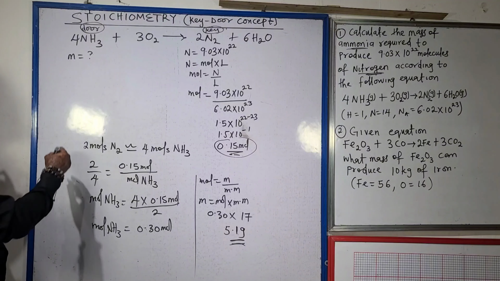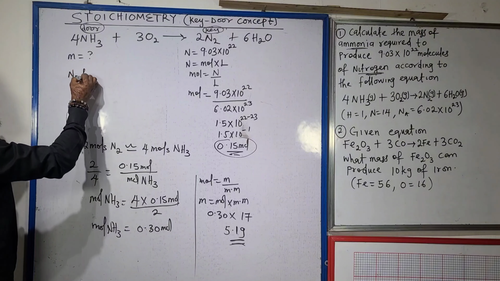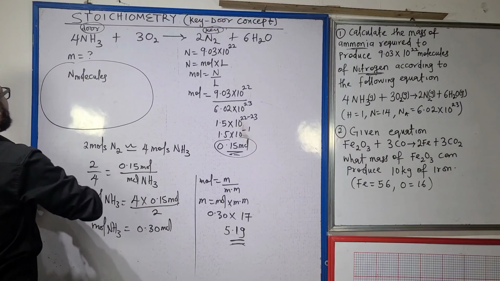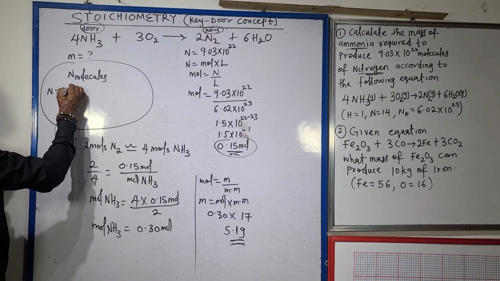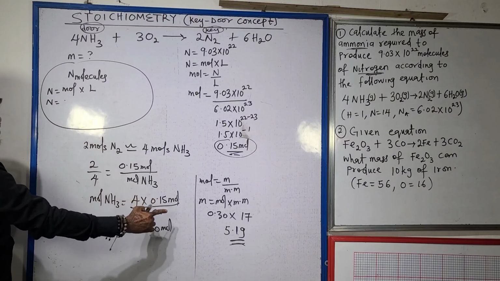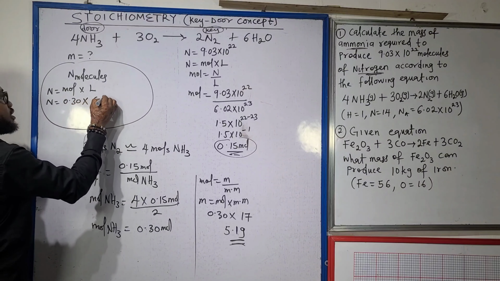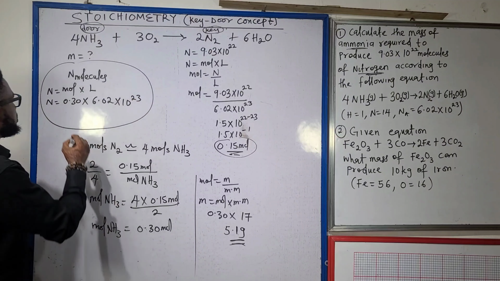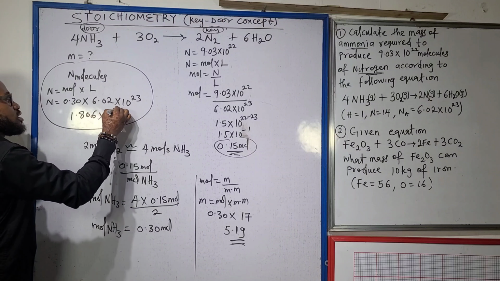Imagine this question wants me to calculate the number of molecules. Number of molecules, N, is going to be mole times Avogadro's number. So number of molecules is going to be 0.30 times 6.02 times 10 raised to power 23. So that's going to give me 1.806 times 10 raised to power 23 molecules.